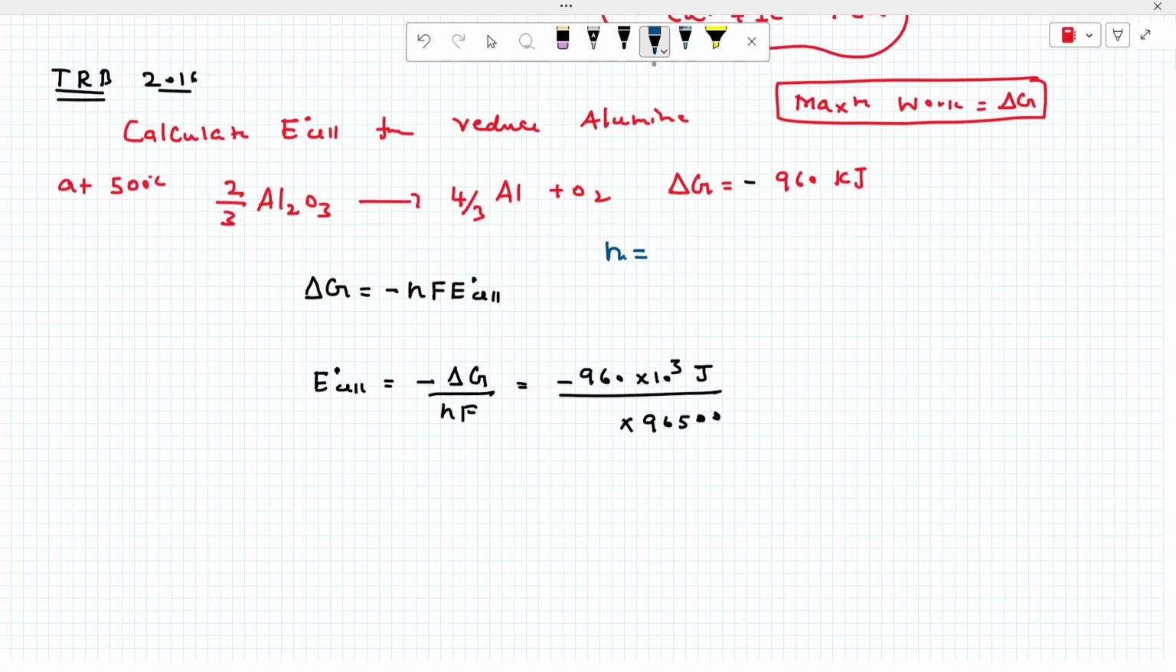Simple question. The same TRB question, the ditto question is asked in JE also. Answer? Anyone, what is the n value? Just write the n value. Any idea? Two? No.